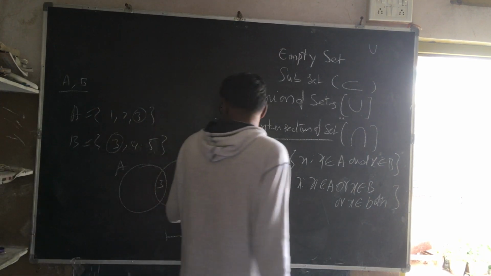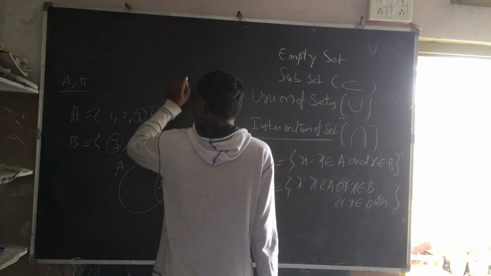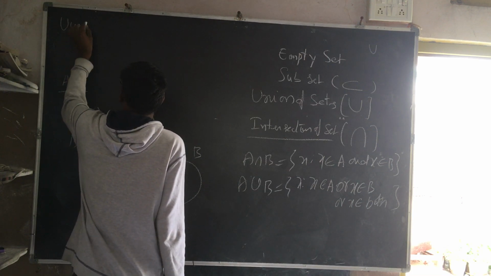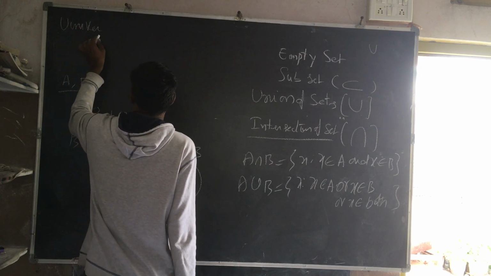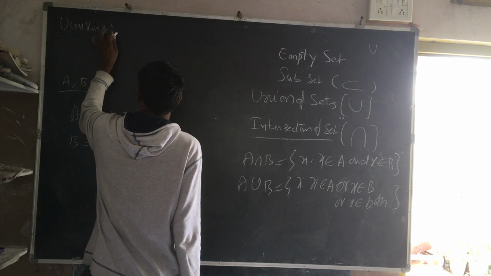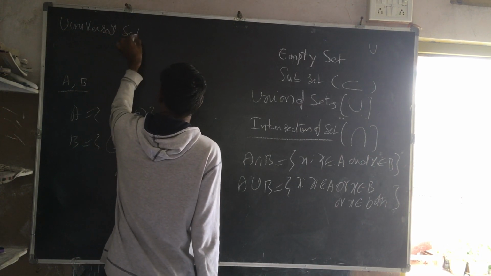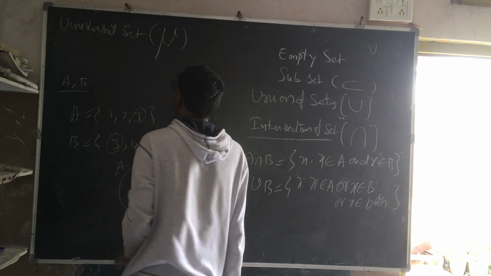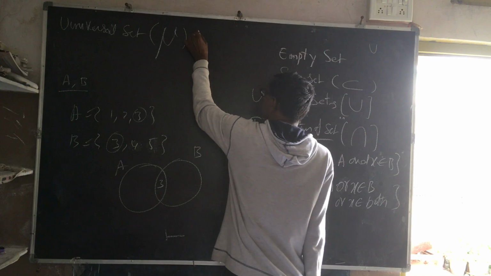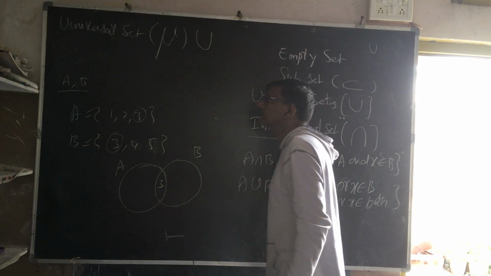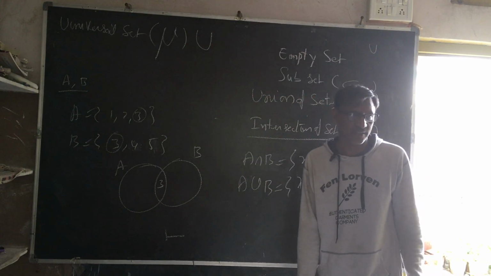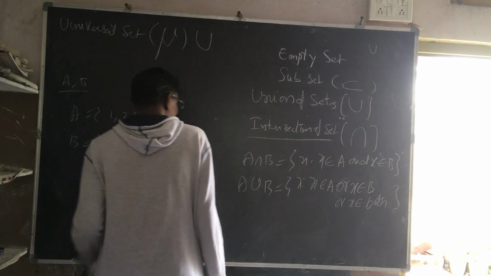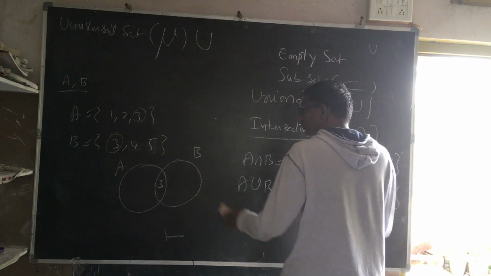I will tell you the last one: universal set, and it is denoted with mu like this. Sometimes you can use U also. Universal set. What is universal set? I will give a best example to understand what is universal set. Okay.